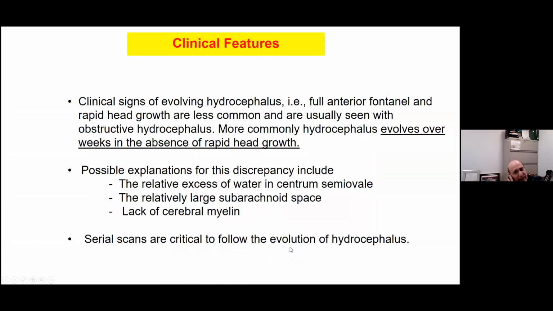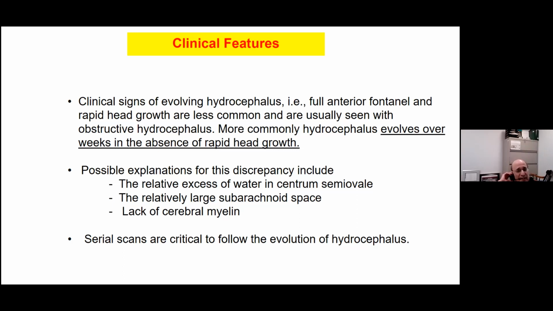So clinical signs of evolving hydrocephalus, such as a full anterior fontanelle and rapid head growth, are less common and are usually seen with obstructive hydrocephalus. More commonly, it evolves in the absence of rapid head growth, and that's very important. You cannot rely on head circumference as the clue to when you may be in trouble. Remember, I told you that the one thing about Doppler is that it can tell you when the ventricles are starting to impinge on the anterior cerebral artery. And so we should be getting those as the ventricles increase in size.